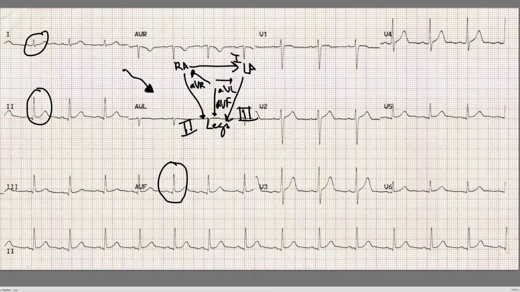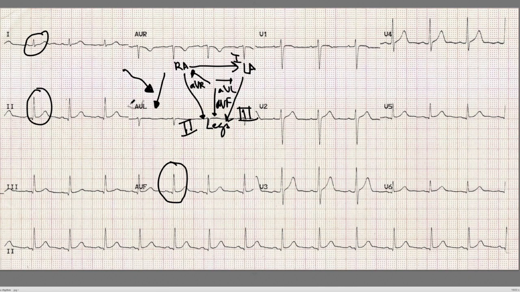These are the 3 leads generally that you need to determine axis, and remember that there are many different ways of determining axis. I usually just look at these 3 leads and determine whether they're positive or not, and that helps me determine where the axis is. Now, right axis deviation happens in conditions where the right heart takes up more load than it normally does. It just means that the electrical activity in the right heart has gotten a lot more prominent, and not necessarily that the heart has rotated like a clock.